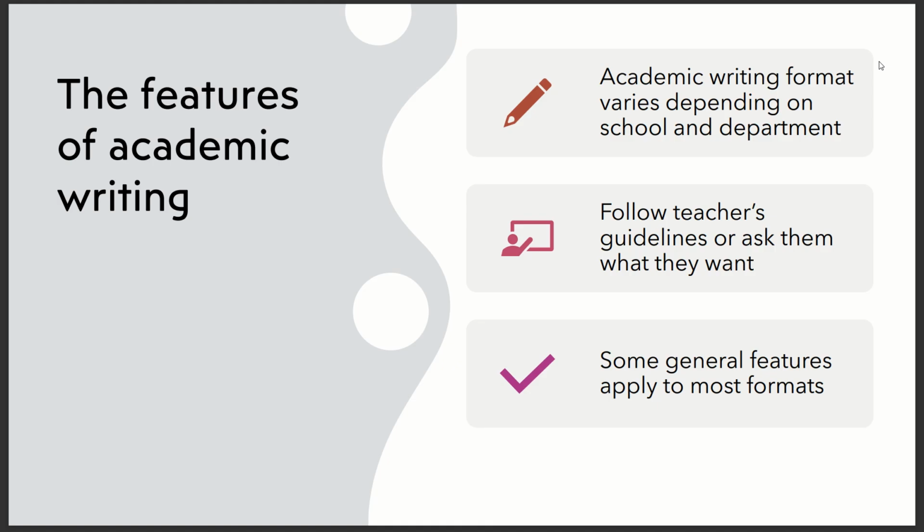Let's start. So we should know the following things when we're talking about the features of academic writing. Academic writing format varies depending on school and department, which means that if you are, for example, a student at Cambridge University, you have to follow maybe a slightly different format rather than another person who is studying somewhere else. Okay? 2, follow teachers' guidelines or ask them what they want.